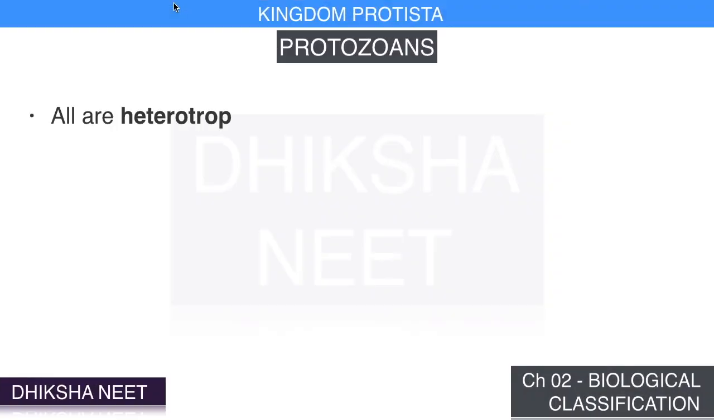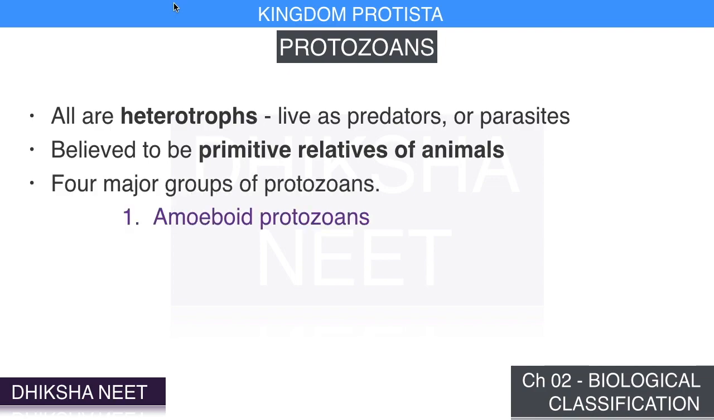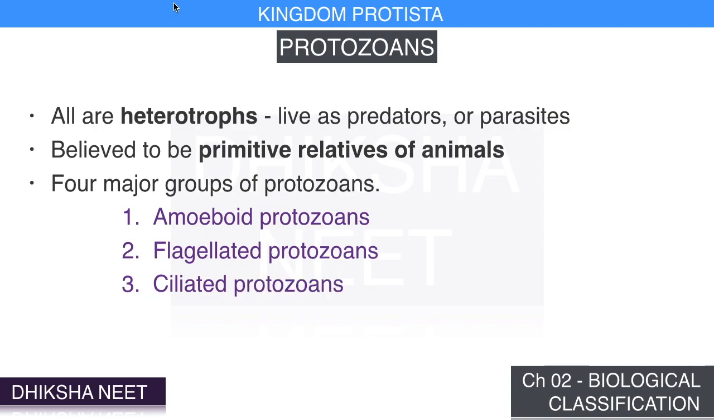Protozoans. All protozoans are heterotrophs and live as predators or parasites. They are believed to be primitive relatives of animals. There are four major groups of protozoans: 1. Amoeboid protozoans. 2. Flagellated protozoans. 3. Ciliated protozoans. 4. Sporozoans.